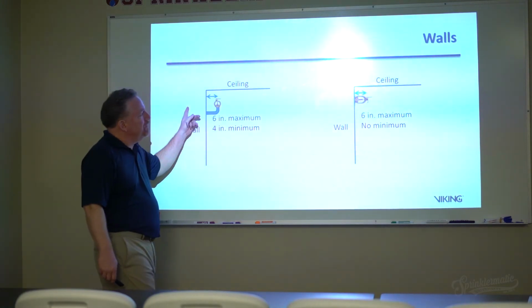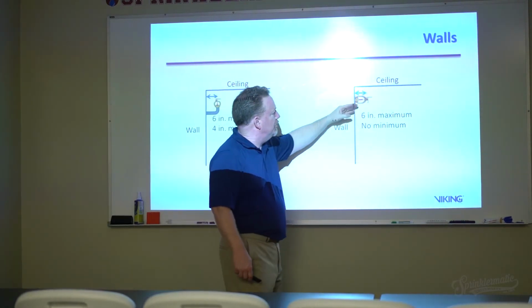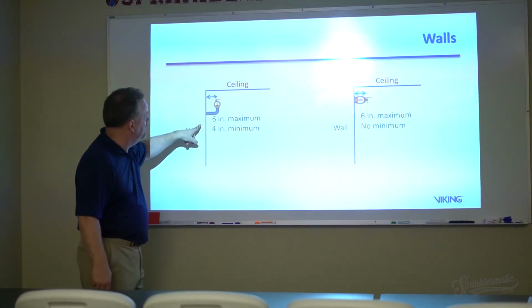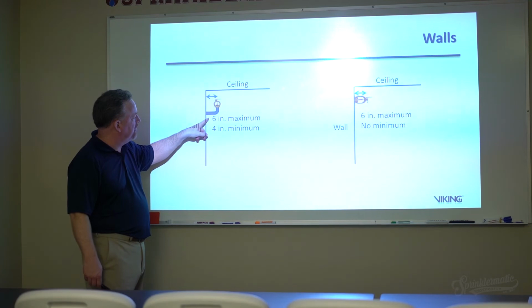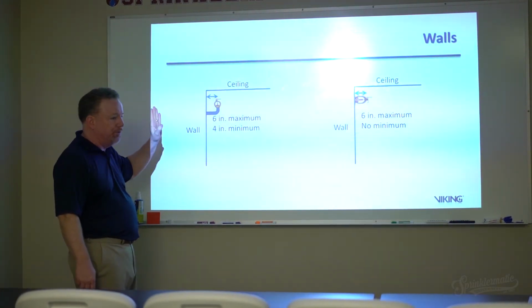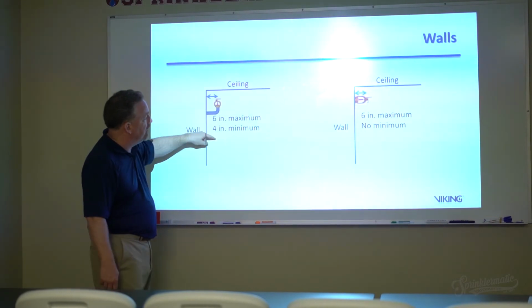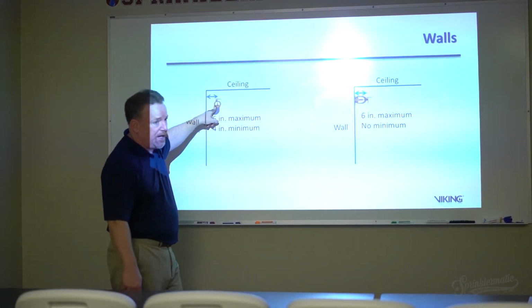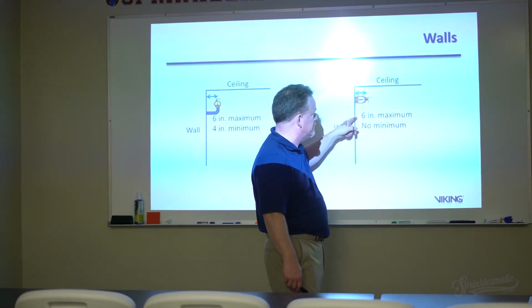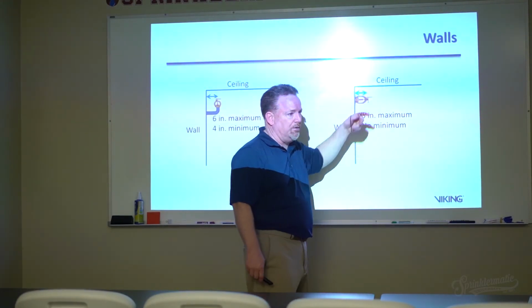So again, with the sidewall sprinklers, what we're looking for is not just from the ceiling, but from the wall itself. Out from the wall, you can go a maximum of 6 and a minimum of 4, unless you are for the horizontal sidewall sprinklers, where you can be right on the wall, but there's a maximum of 6 inches out off of that.